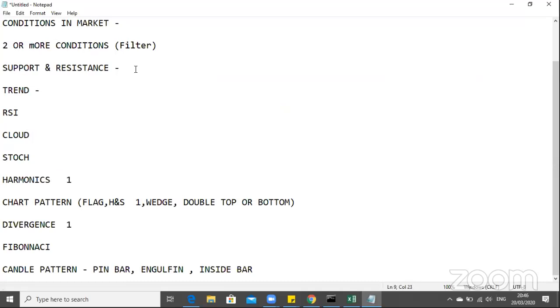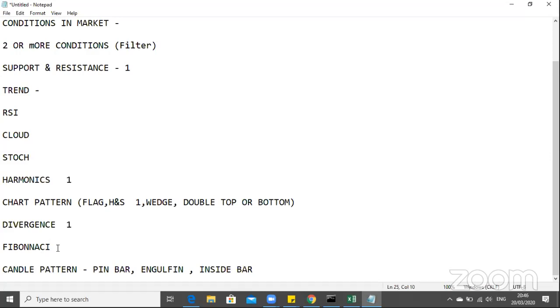So now, for me to pick this trade, I am not with the trend. RSI is not there. Cloud is not there. Stochastics is not there. There is chart pattern. There is no Fibonacci, but there is Fibonacci because the calculation of the harmonic scanner works in Fibonacci.